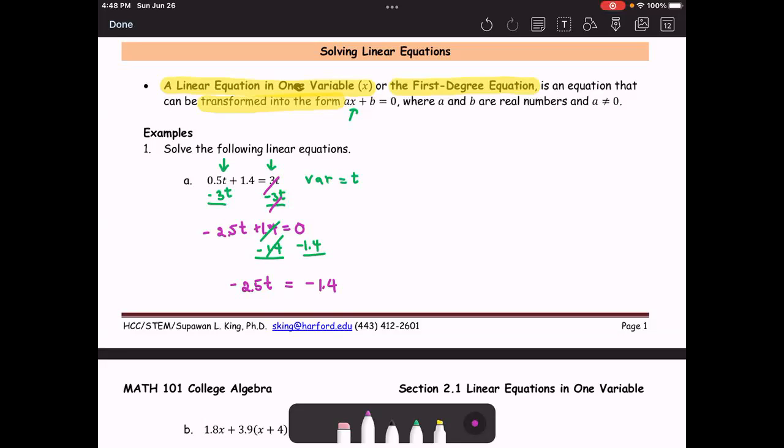To solve for t, I'm going to rewrite the expression on the other area of the paper here. And then divide both sides by the coefficient of the t. We can cancel out the coefficient, the negative 2.5. Now the left-hand side becomes t. The right-hand side, negative and negative, can be reduced. Now we get 1.4 divided by 2.5 as the solution for this problem.